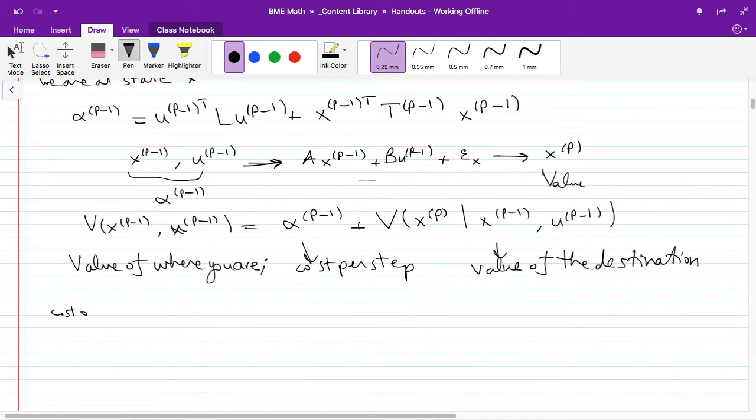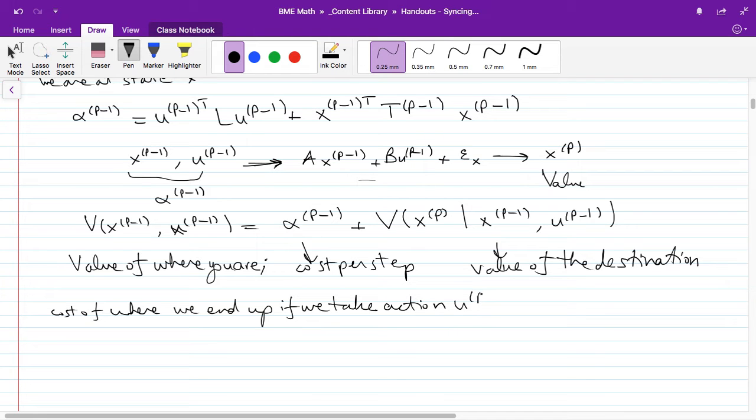The cost of where we end up if we take action u of p minus 1: because these are stochastic things, there's noise in it, what we want to do is find the expected value of where we're going to go, which is the probability of ending up in position x of p, given that we're at p minus 1 and perform the action u of p minus 1, times the value of that state under the policy.